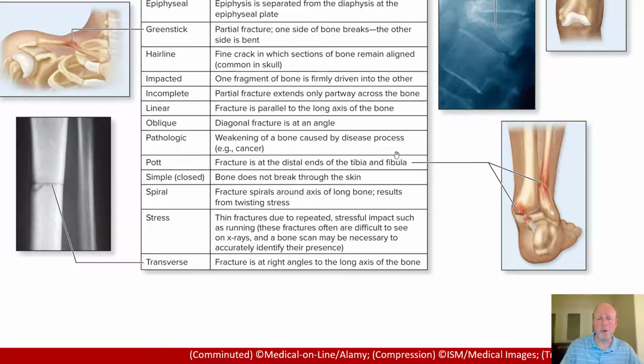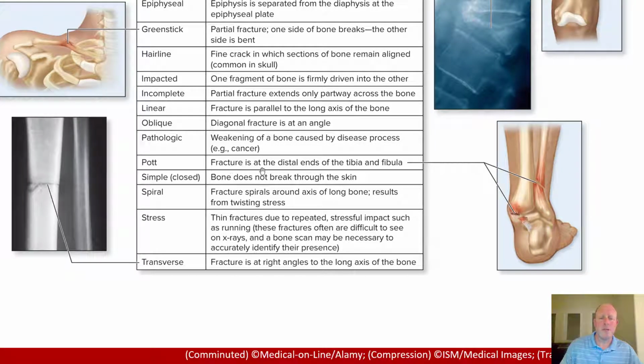Pathologic is weakening of a bone caused by a disease process. You should know that one. Pott's is the fracture at the distal ends of the tibia and the fibula. Simple or closed, the bone doesn't break through the skin. Spiral, the fracture spirals around the axis of the long bone, resulting from twisting stress or torsion. That one you should know. From a very basic standpoint, it makes sense, right? That torsion. Stress fracture, in general, you definitely should know too.